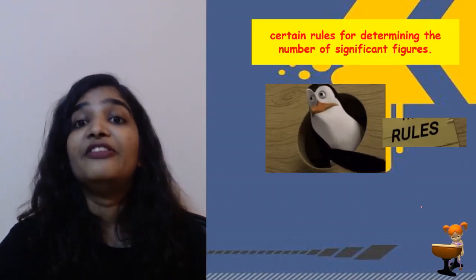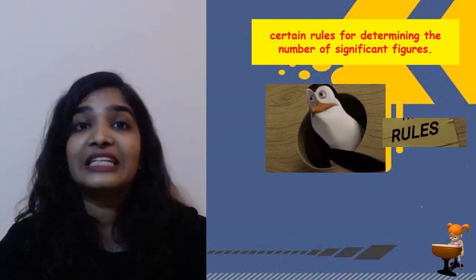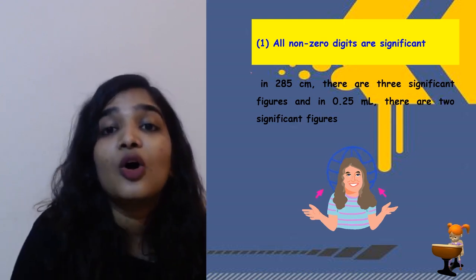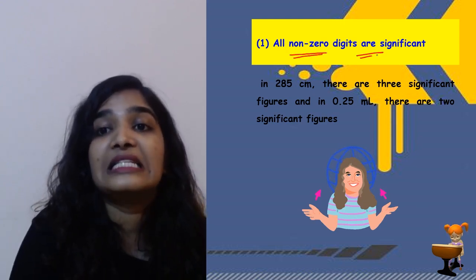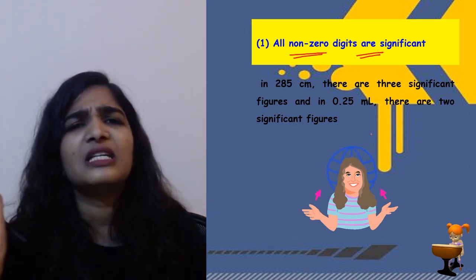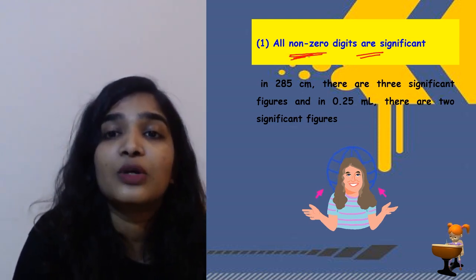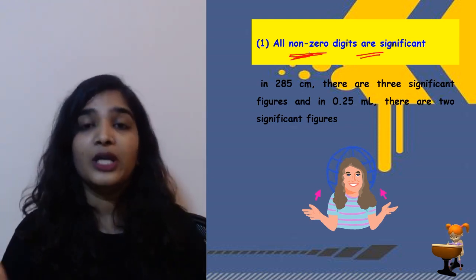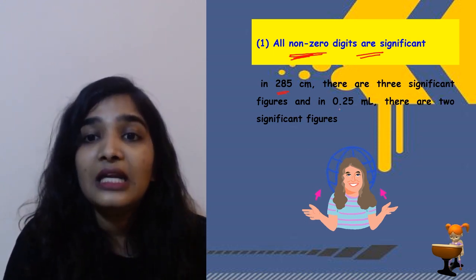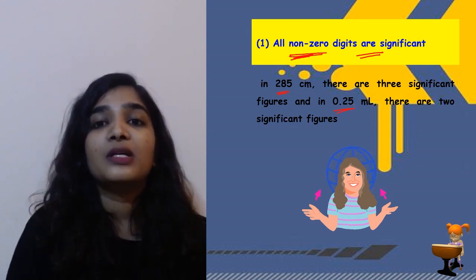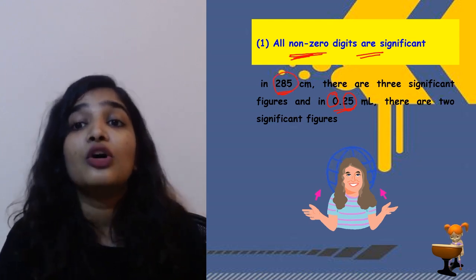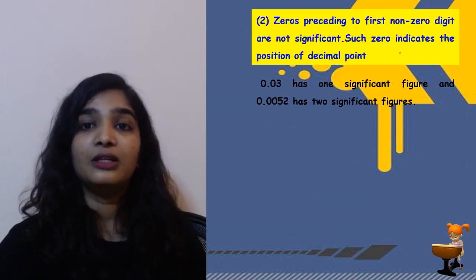But we have certain rules for determining the number of significant figures also. For different numbers, it is different. So the first rule is all non-zero digits are significant. Whether it is before the decimal point or after the decimal point, all the non-zero digits are significant. So in 285 centimeter, you have 3 significant figures, and in 0.25, you have 2, because this is 0, right? But 2 non-zero digits here, and 3 non-zero digits there, are the significant figures.